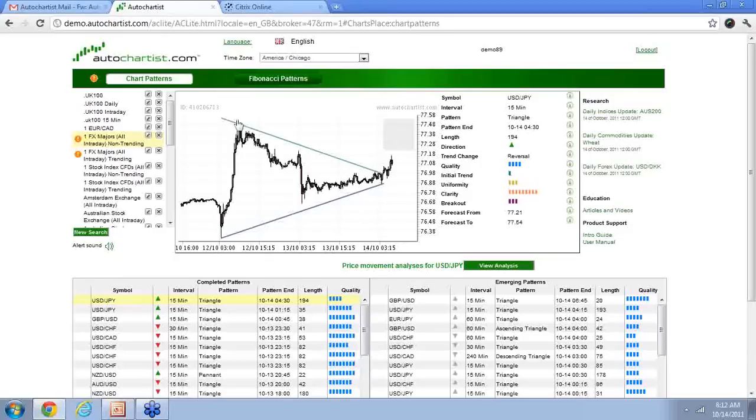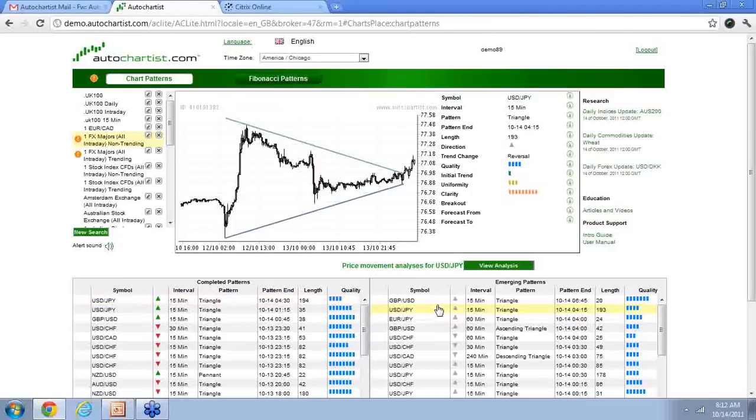Okay, you can see that this is almost a perfectly drawn triangle. And so what I want to observe when I'm putting it all together and looking for my setups is I usually start with emerging patterns. And in the emerging pattern section here, you can see that I have this same 15-minute triangle for the U.S. Japanese yen. So at this point here, I'll blow this up a little bit so you can see.